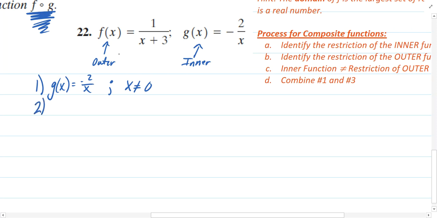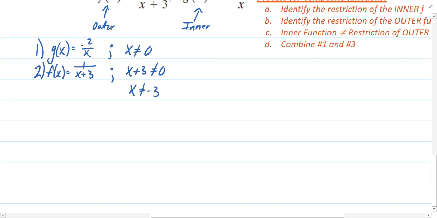For number 2, the restriction of our outer function. Now our outer function is 1 over x plus 3. So this is pretty easy. We are not allowed to have x plus 3 equal to 0, and therefore as long as x itself is not equal to negative 3, then we're going to be in pretty good shape.